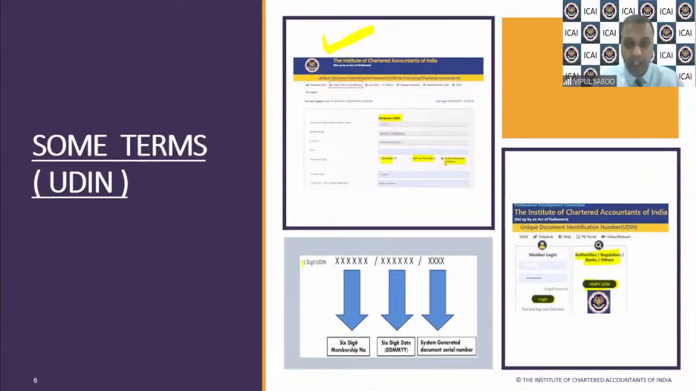In this 15-digit UDIN, 6 digits are of the membership number, 6 digits go to date, month, year, and the rest is a system-generated document serial. This is a composition. You need not learn about this. You just need to be well-versed with the knowledge of what UDIN is.